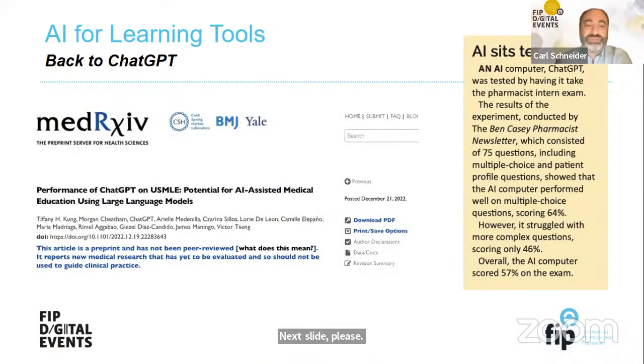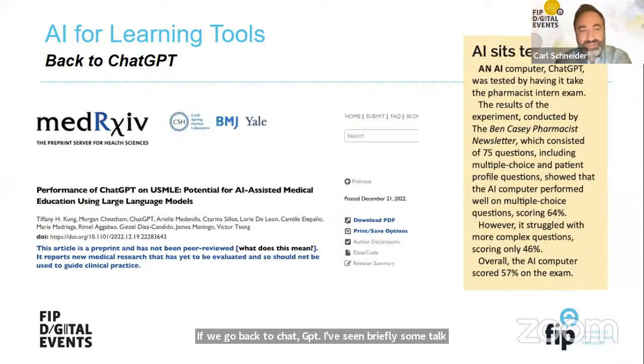If we go back to ChatGPT, I've seen briefly some talk in the chat about how this is potentially disruptive. Sorry, Martin, I think it might be. On the medRxiv server for preprints, they used ChatGPT to test it against the USMLE, which, as some of you may know, is a series of exams for registration as a medical practitioner in the United States. And this actually performed reasonably well, not to a pass level, but at about 50%.